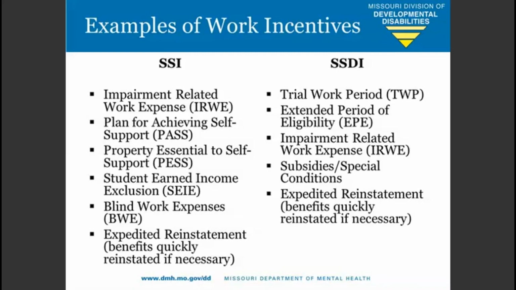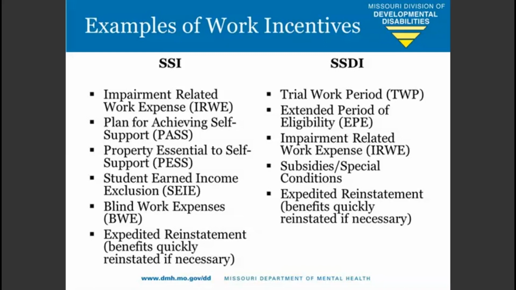And then we have the extended period of eligibility. That's what comes after the trial work period phase. And that's where you can continue to get your SSDI benefit on the months that your income is below SGA. But if you happen to have a month where you earn above SGA, then you wouldn't get your SSDI payment.